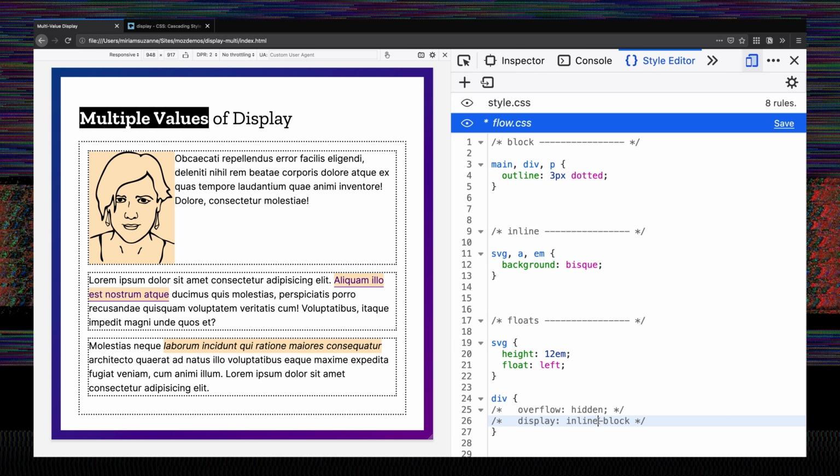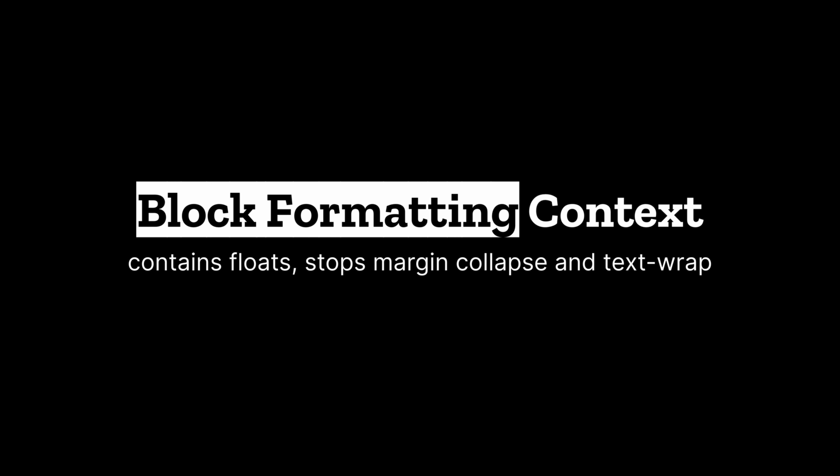And there's several things that trigger it. We can also, instead of using display inline block, use overflow hidden or any overflow value that isn't visible. And there's a few other ways that we can create block formatting context. Block formatting context basically contains a new layout. That's the idea behind it.